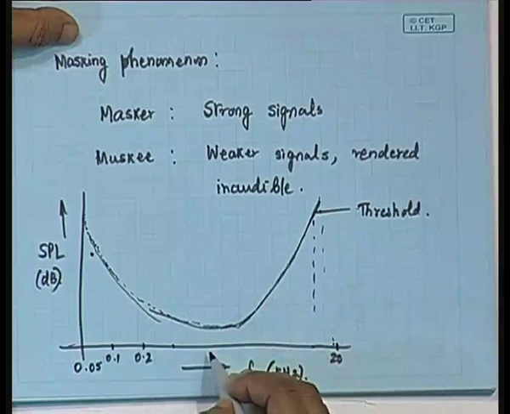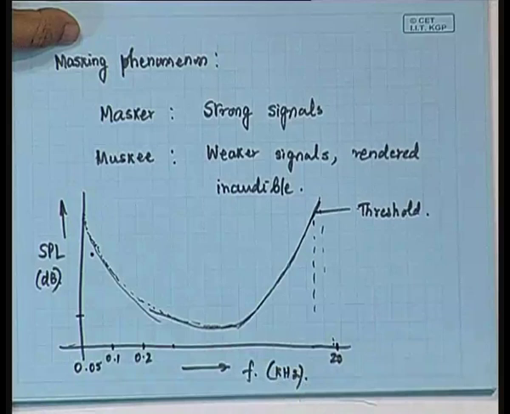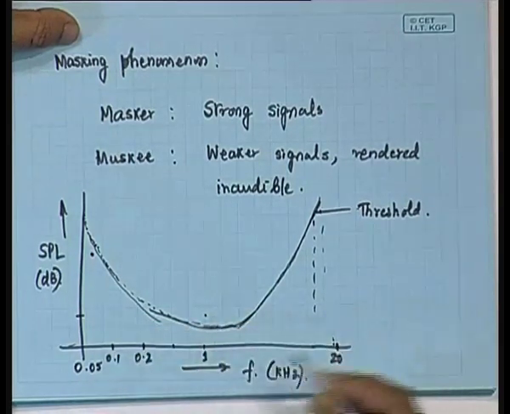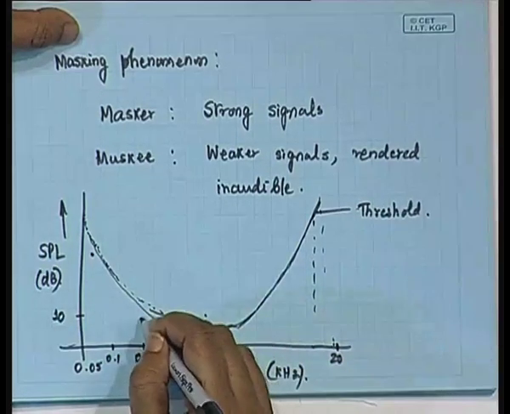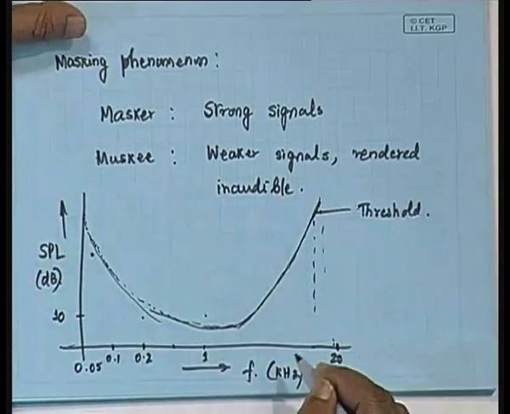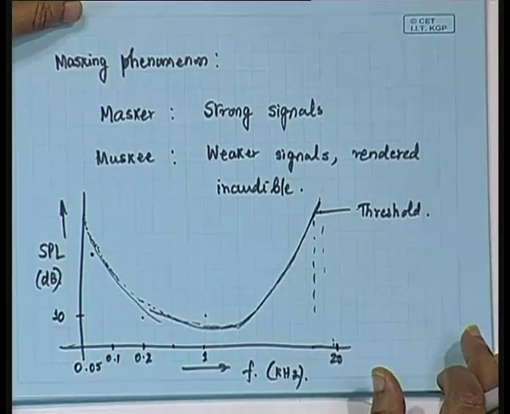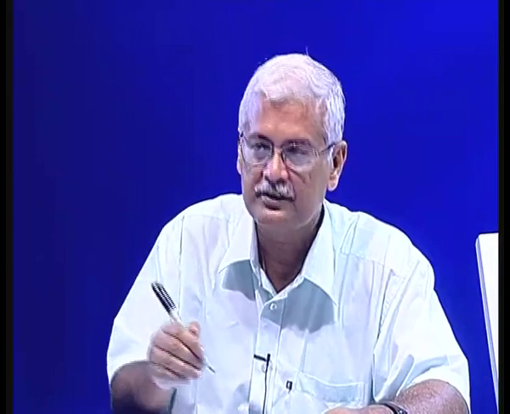Supposing this level is 10 dB, a 10 dB sound at a frequency of 1 kilohertz may be audible, but a 10 dB sound at 200 hertz will not be audible. So this is the kind of frequency response that we are going to get out of the human auditory system, and only the sounds whose sound pressure level crosses this threshold will be audible.